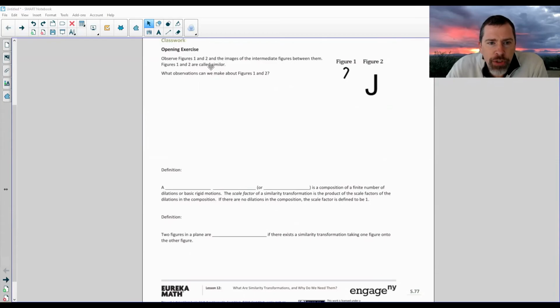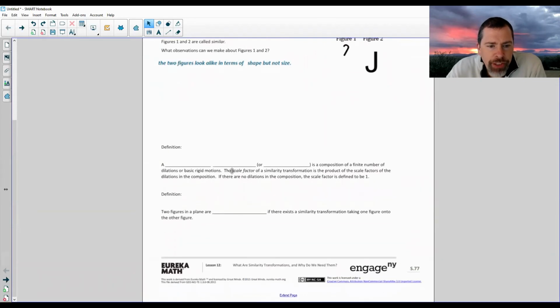All right, figure 1 and 2 are called similar. What observations can we make about figures 1 and 2? Well, the two figures look alike in terms of shape, but not size. So this is a rotation, and if you just rotated it, figure 1's backwards, so it's also a reflection. But the shapes are similar, but they're not the same size.